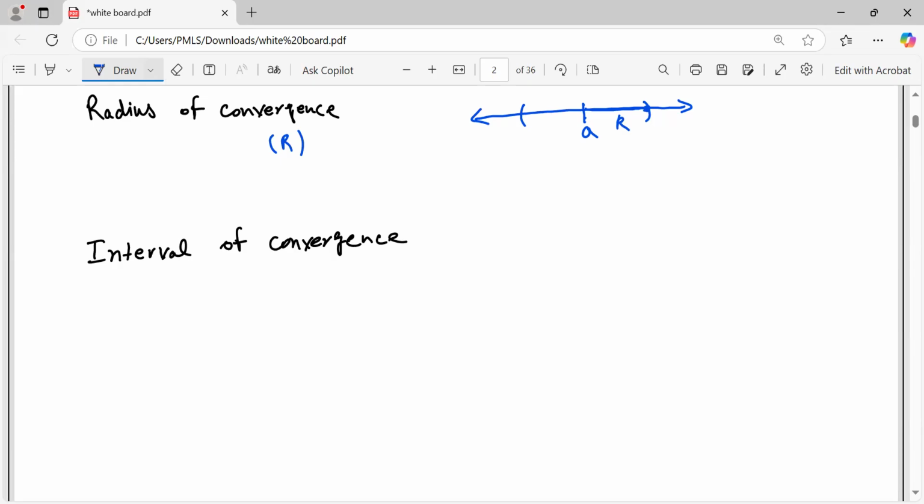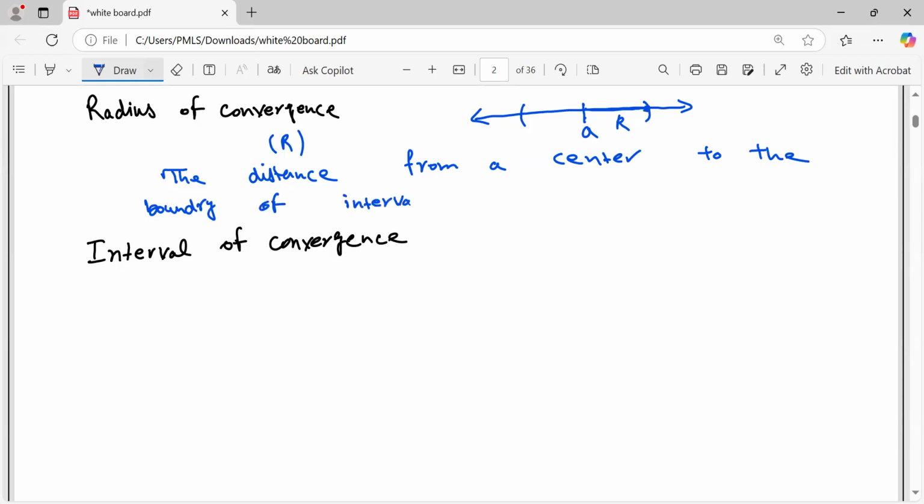So actually radius of convergence is the distance from a center to the boundary of the interval of convergence. And this is the distance from a center to the boundary of the interval of convergence. And it is denoted by r.